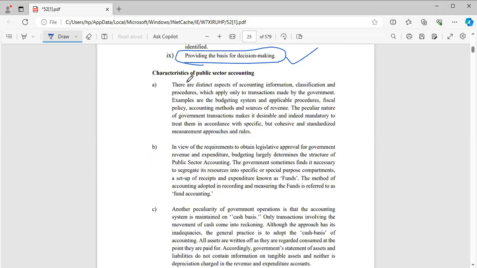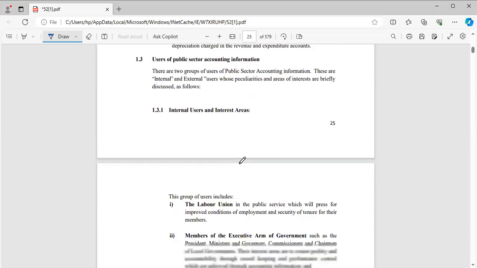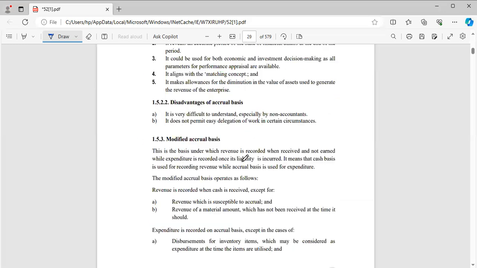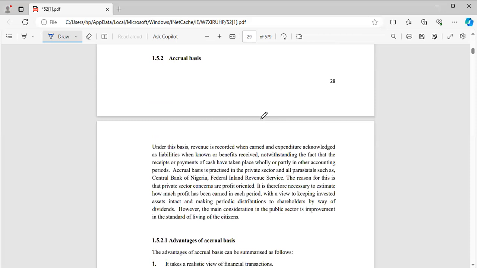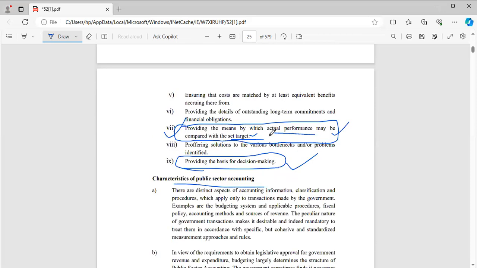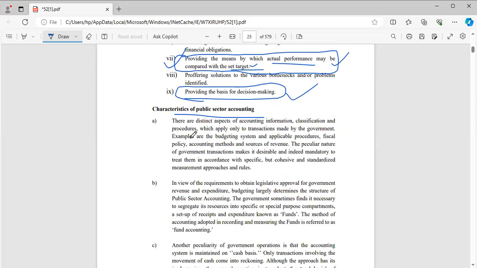Now let us go to the characteristics of public sector accounting. We are done with that. So what are the characteristics of public sector accounting? Let's speak about 2 or 3. Now, what are the characteristics of public sector accounting? Let's take 1, this A.